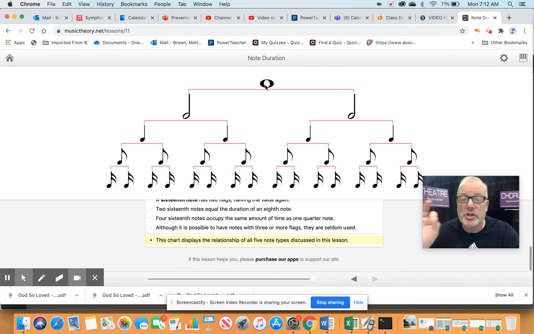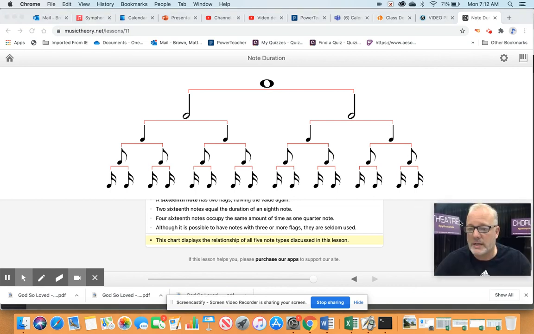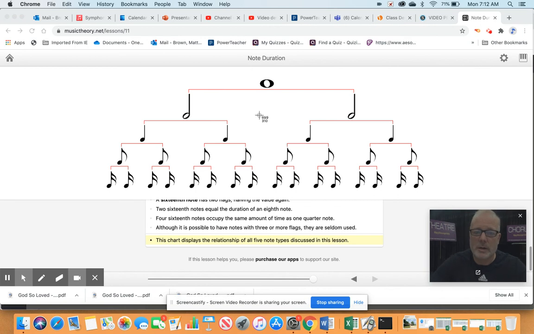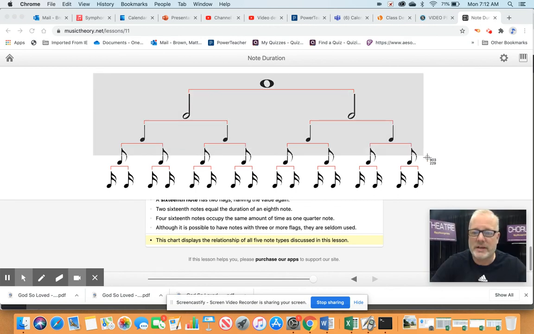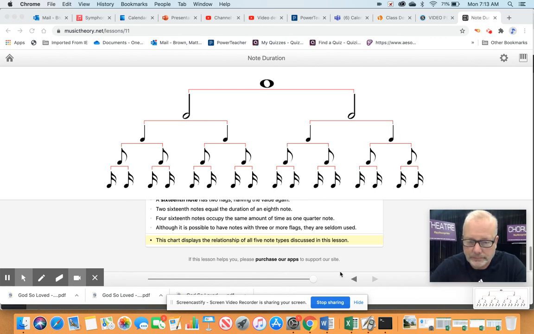So that is note duration. I'm going to go ahead and make a nice little screenshot of this particular picture so you can have it, and I'll put that in the Schoology assignment.